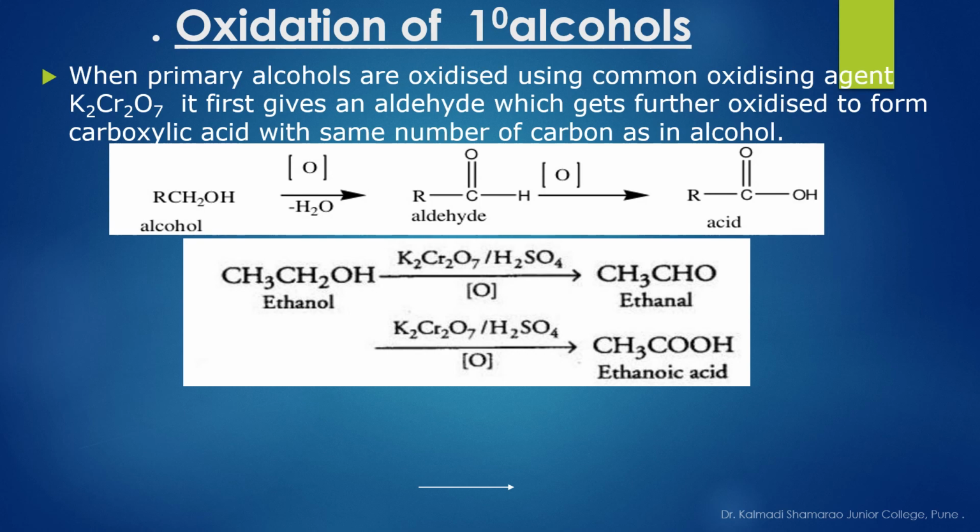In this example, a primary alcohol, ethanol, is taken, which has 2 carbons in it. When oxidized using potassium dichromate and sulphuric acid, it first gets converted into ethanal, carrying 2 carbon atoms, which is further oxidized to a carboxylic acid, that is ethanoic acid, again carrying 2 carbons. So the number of carbons from alcohol to acid transformation is the same as in the previous alcohol.